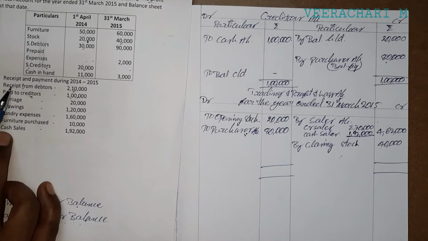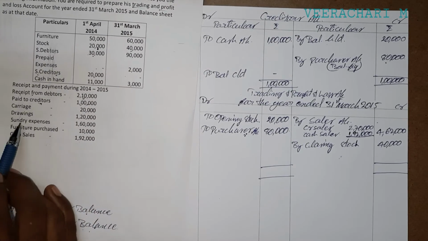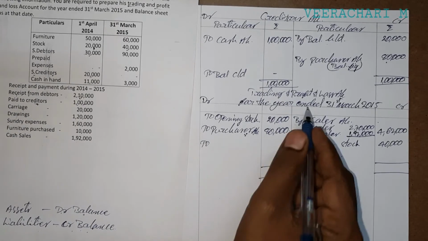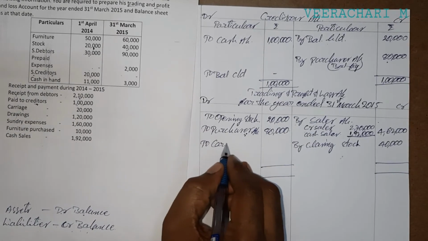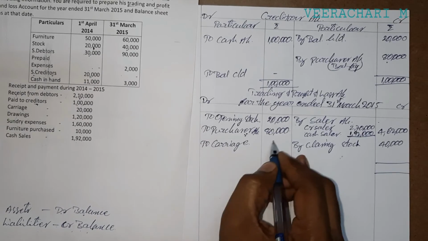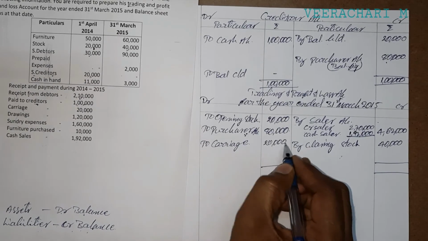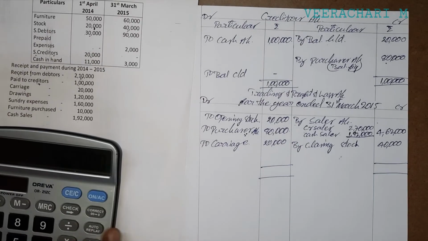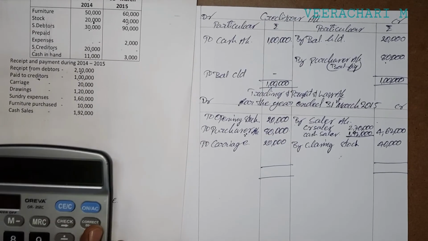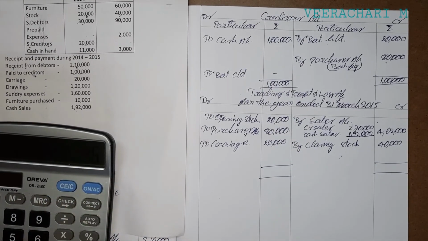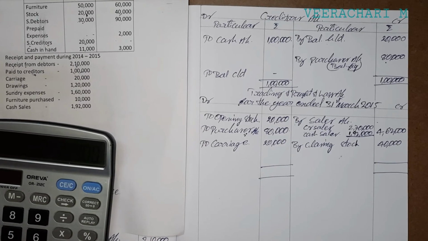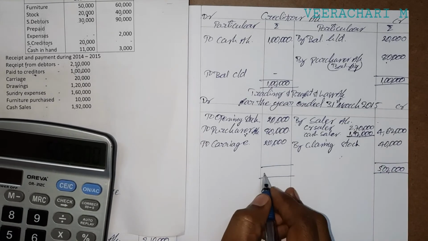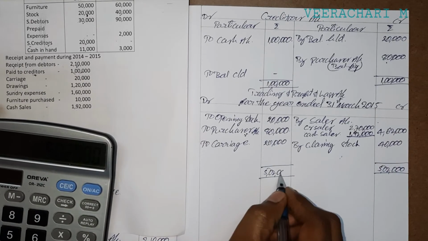Is there any direct expenses? Carriage is the direct expense. So to trading account debit side you can write to carriage, that is 20,000. We can treat it as carriage inwards. Next, you can total the 4,62,000 plus 40,000, which is equal to 5,02,000. So debit side also you can write 5,02,000.